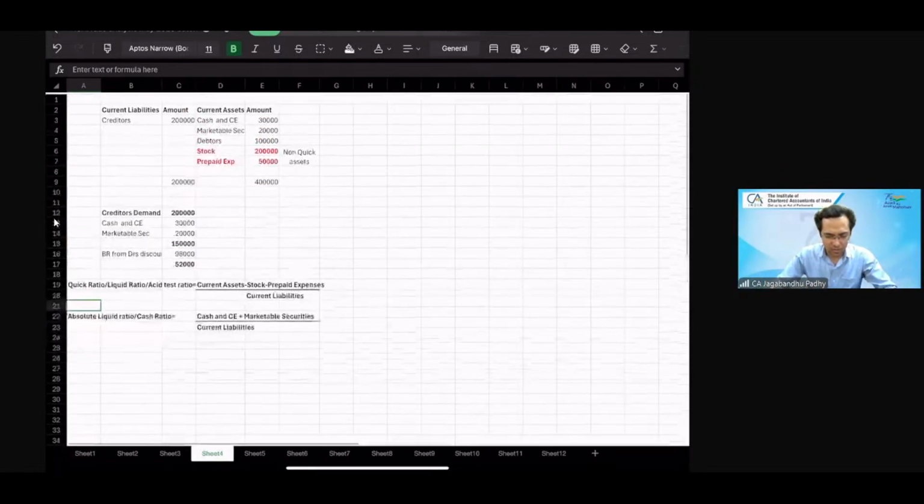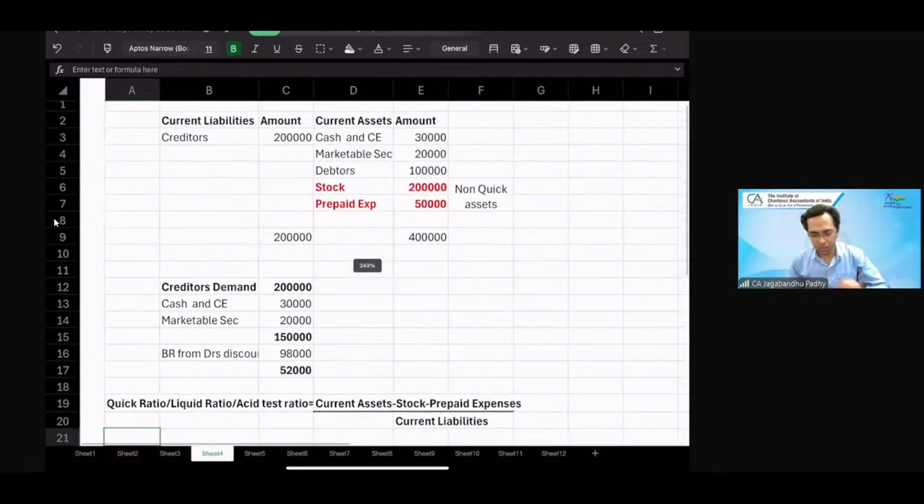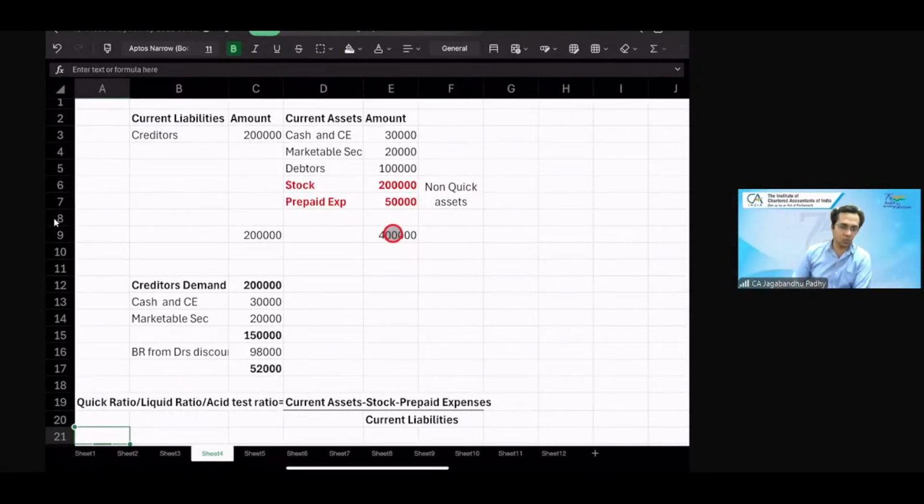Then we observed that even if we have a current ratio of 2:1, we still may face a problem with regards to honoring our obligations. Like in this case, as we have stated, we had 4 lakh of current assets and 2 lakh of current liability. And when the creditors are demanding this 2 lakh rupees, we were not able to honor the entire payment because there were 2 assets which were not in actual use for us to honor the creditors.